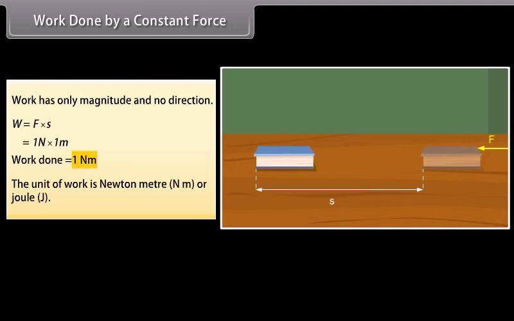Thus, 1 Newton meter or 1 joule is the amount of work done on an object when a force of 1 Newton displaces it by 1 meter along the line of action of the force.